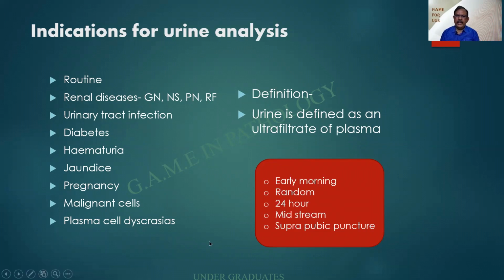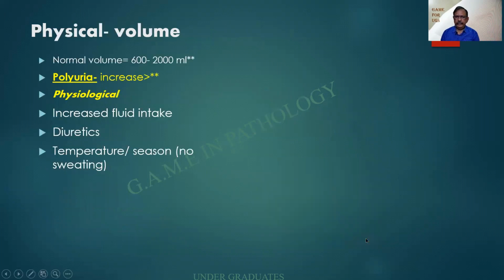And coming to the definition, urine is defined as an ultrafiltrate of the plasma. In other words, it is literally blood that has been ultrafiltered, and it comes out as urine. The various samples I have mentioned in the enclosure for you to memorize. Physically, volume is one important characteristic. Normal urine volume is about 600 to 2000 ml. It varies, and the average can be 1000 to 1200 ml per day.